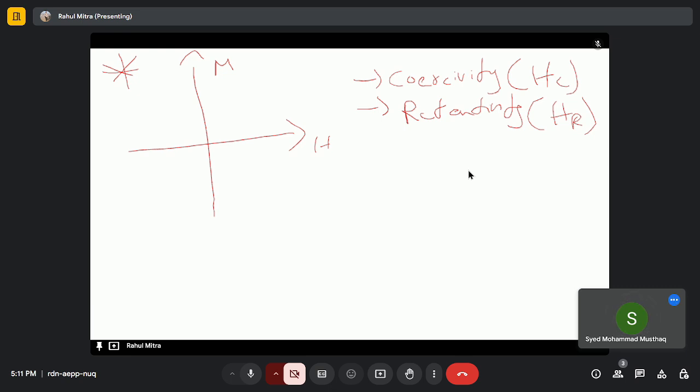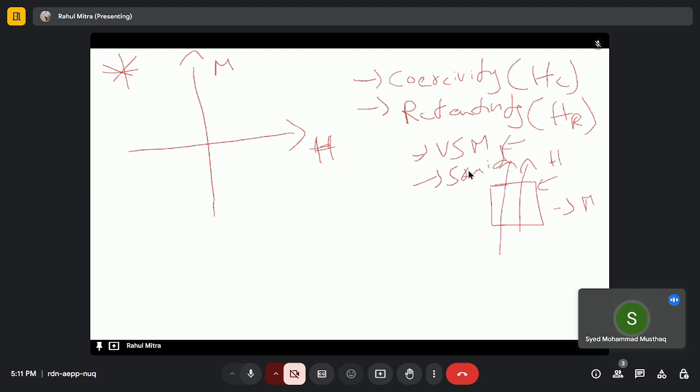Suppose there is a material, let's say an iron material. What I do is I apply a magnetic field H, and I measure what my magnetization is, what the response of the material is with respect to the magnetic field, right? Now that is my MH curve. Now there are different measuring instruments. One is VSM, and another is SQUID.